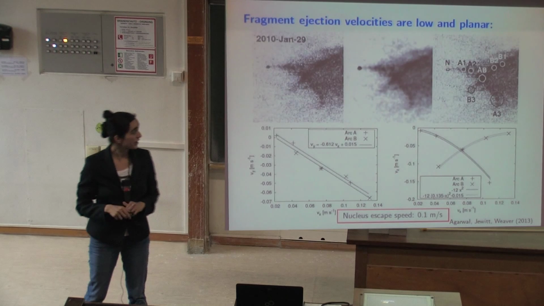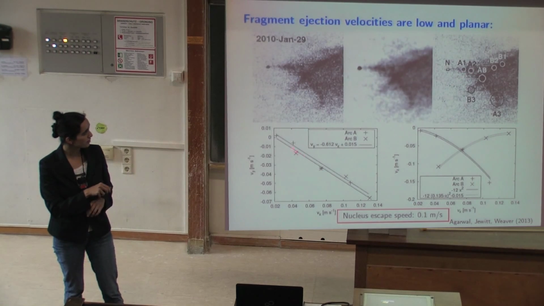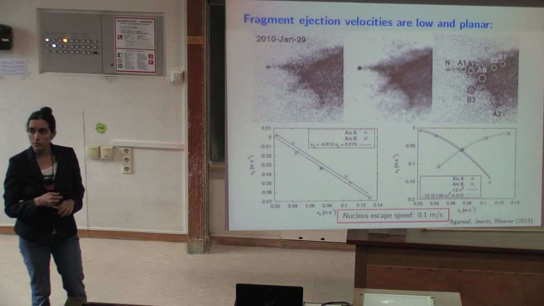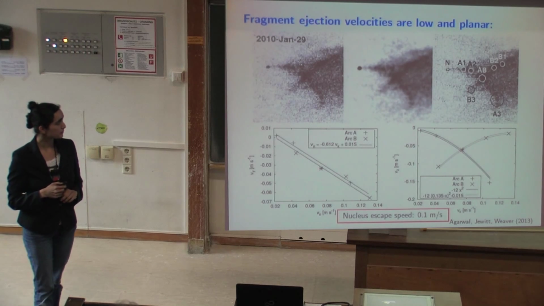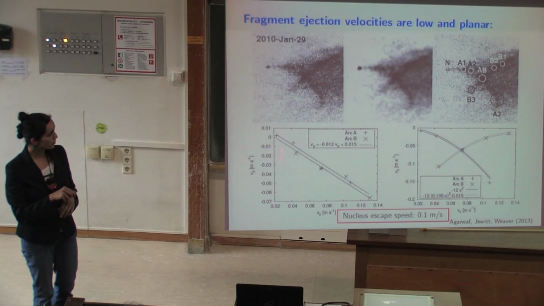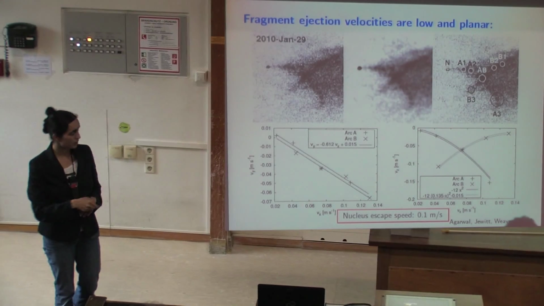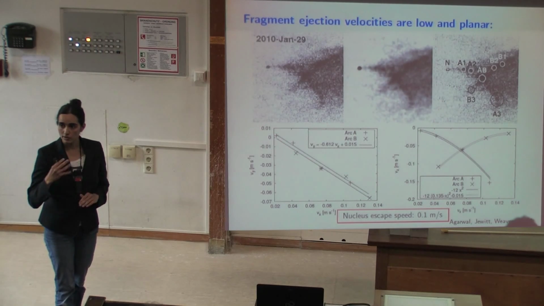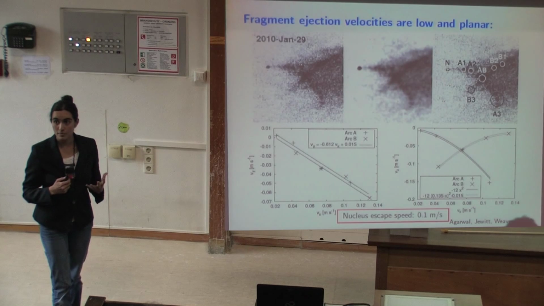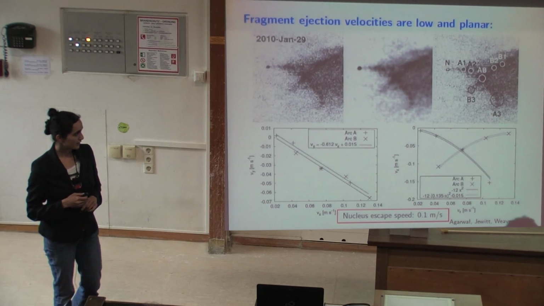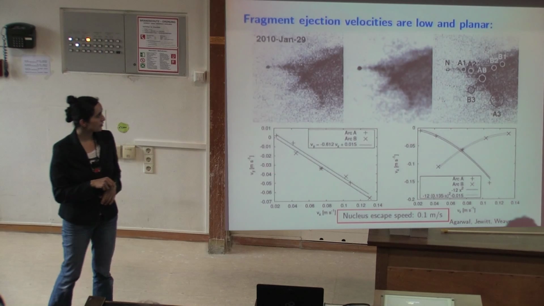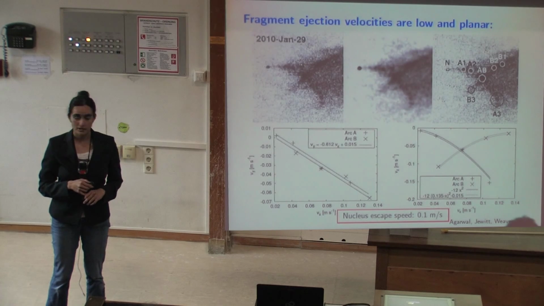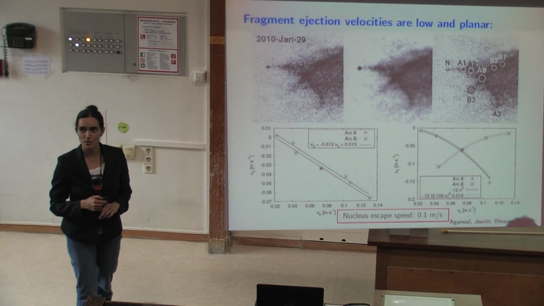And we find that the ejection velocities of dust in these regions lie in a plane. So you have here the x and y component of the ejection velocity. These are the components in the orbital plane of the asteroid, and this is the perpendicular component. And you see that the projection is a line. So the original velocities lie in a plane. And in addition, we find that the velocities are tiny. They are on the order of 0.1 meter per second, and the escape speed from the 60-meter nucleus is also 0.1 meter per second.